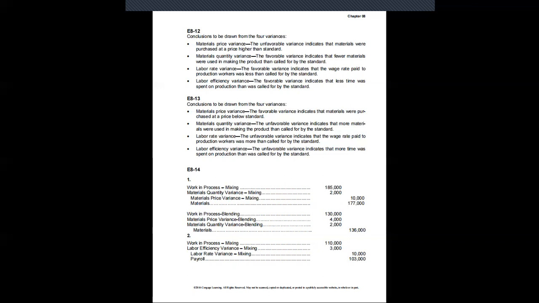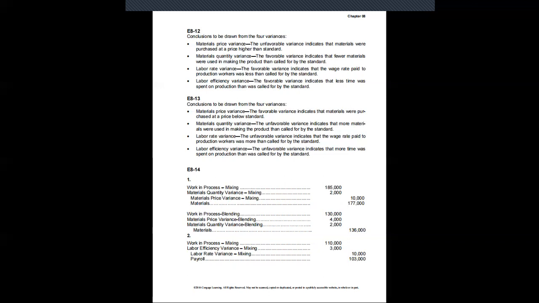So we have now the following conclusions to be drawn from the four variances. Material price variance, which is debit, meaning it's unfavorable. It indicates that materials were purchased at a price higher than standard. For materials quantity variance, it's a credit, meaning favorable. It indicates that fewer materials were used in making the product than called for by the standard.